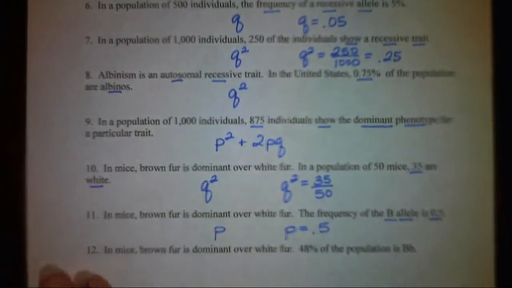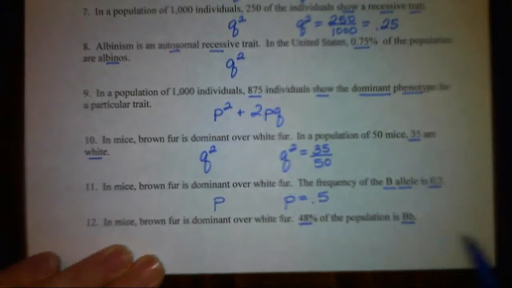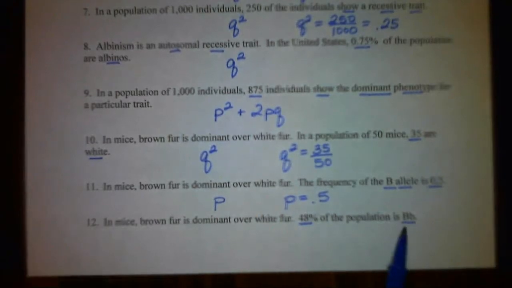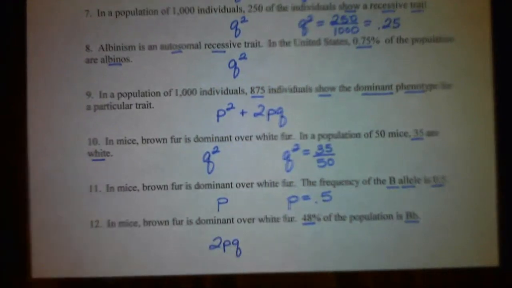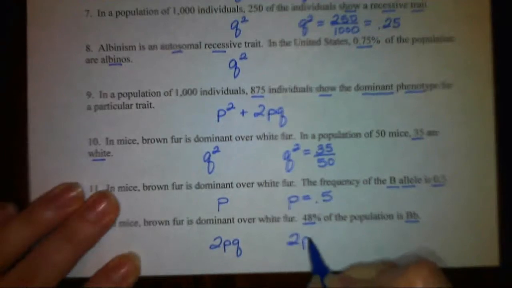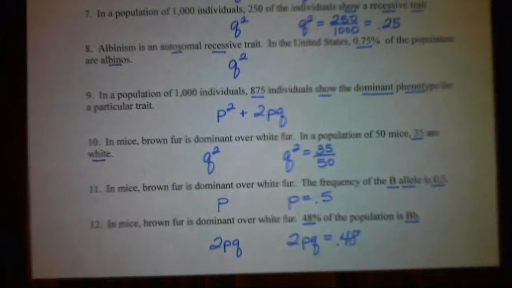The very last one. Brown fur is once again dominant over white fur. 48% of the population is big B, little b. It is telling me about an allele combination. It's not just talking about one allele. It's talking about the heterozygous genotype. My heterozygous term, use that full term, 2pq, don't leave off the 2. 2pq represents my heterozygous individuals. So in a problem, I could state that 2pq was 0.48.